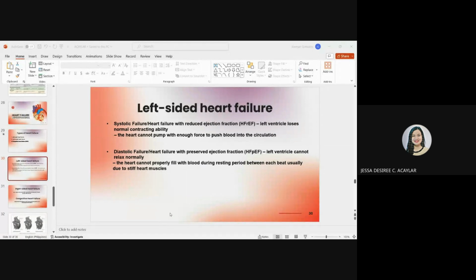Sa diastolic naman, heart failure with preserved ejection fraction. Yung isa na reduced, yung isa naman is preserved. Yung left ventricle po ng diastolic is hindi siya nakaka-relax normally. The heart cannot properly fill with blood during resting period between each beat. Usually, kasi yung heart niya is yung stiff na yung muscles. Yan po yung sa diastolic.